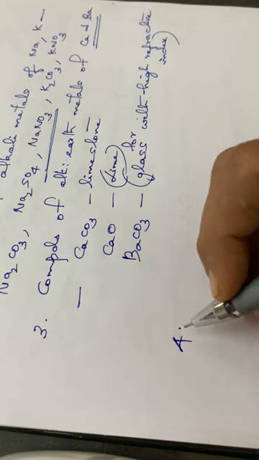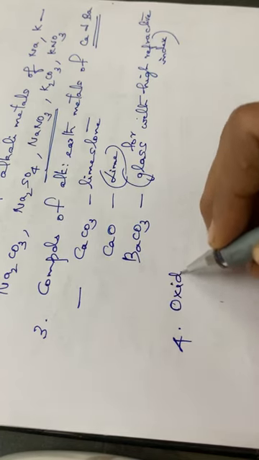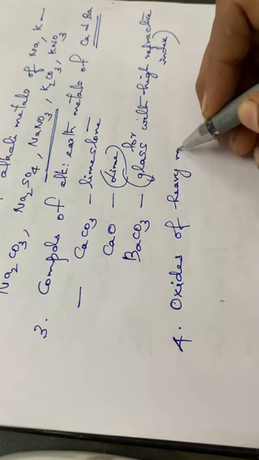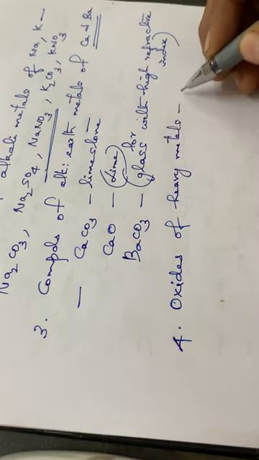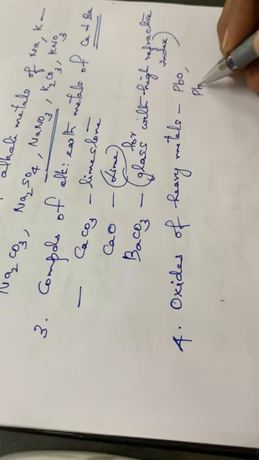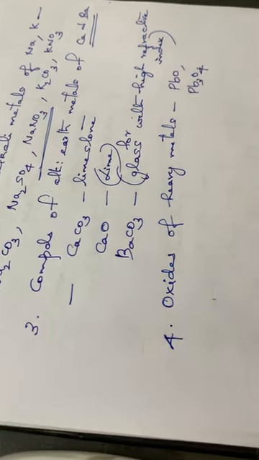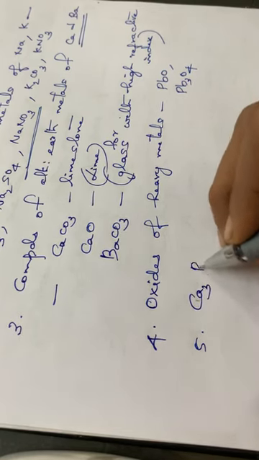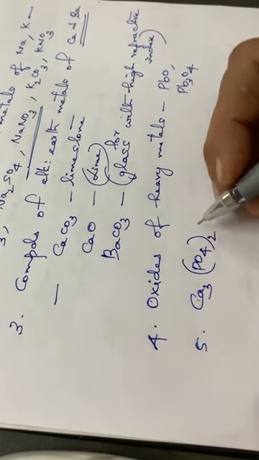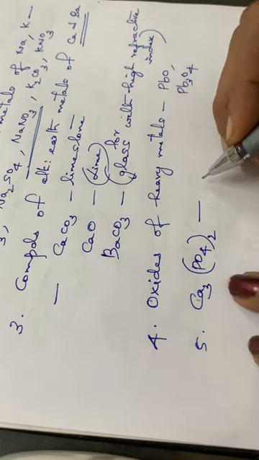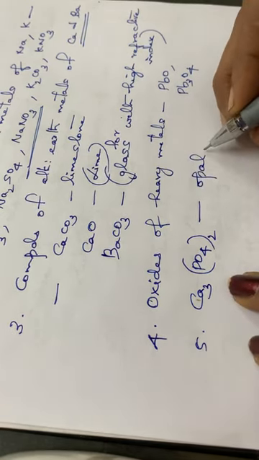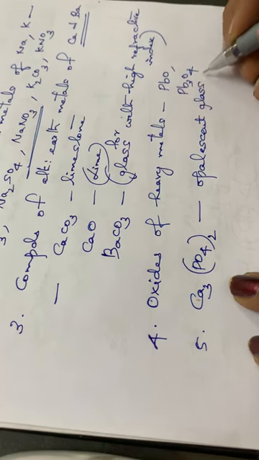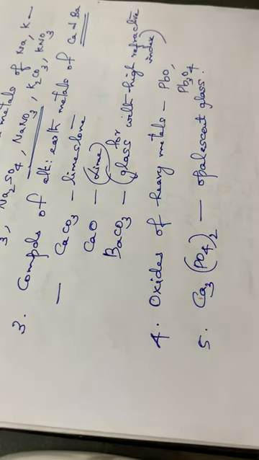Then the fourth one is the oxides of heavy metals, that is lead oxide, Pb3O4. Then the fifth one is calcium phosphate, Ca3(PO4)2. This calcium phosphate is used for the manufacture of opalescent glass. So these are some of the raw materials.